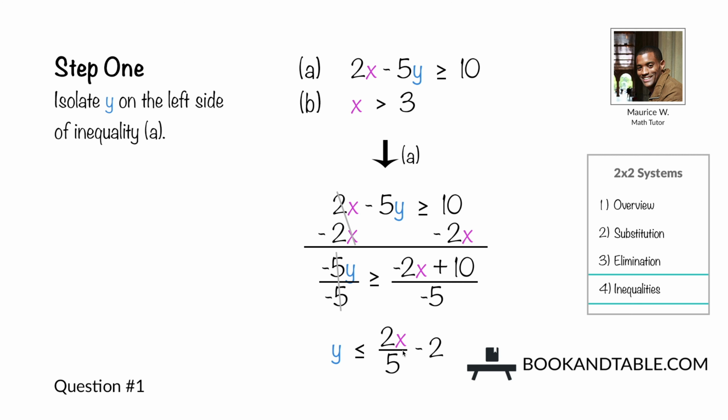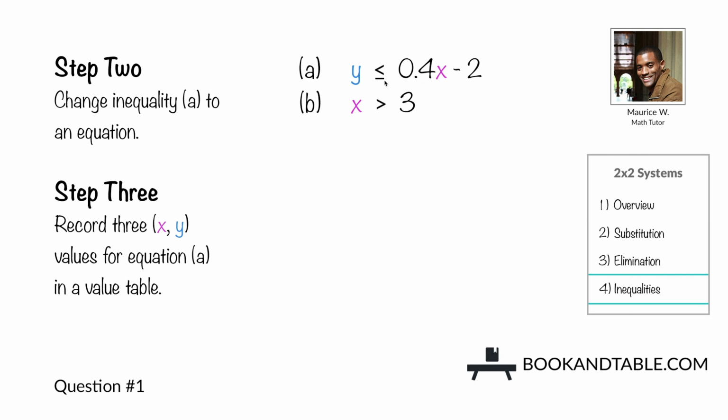And it'll make it easier when we're plugging in values for x if we change this fraction to decimal form. 2 divided by 5 is equivalent to 0.4. So we'll rewrite inequality A as that. So now, step 2, change inequality A to an equation. This way we can find 3 points along the line. So we get y is equal to 0.4x minus 2.